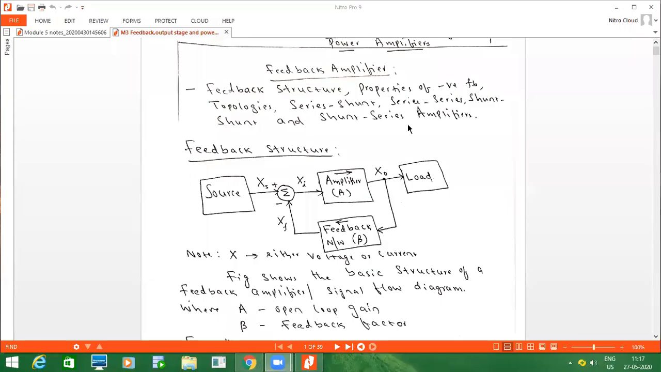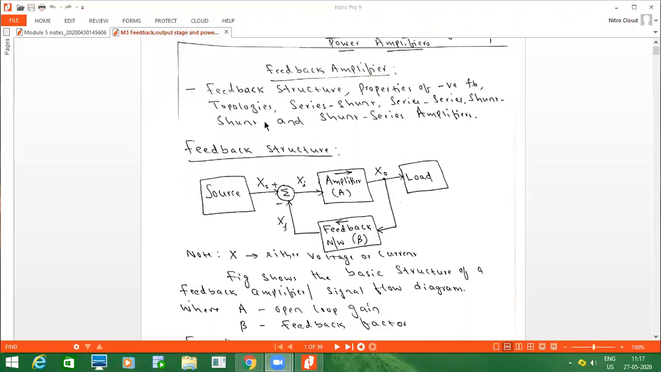First, we will start the feedback amplifier. Under the feedback amplifier, what are the topics we are going to discuss? The basic structure of a feedback amplifier, properties of negative feedback, and topologies. Topologies means the four types of negative feedback amplifier circuitry we encountered in module number 4. All four topologies we have to discuss once again here, very detailedly. Correct? What are those four topologies?